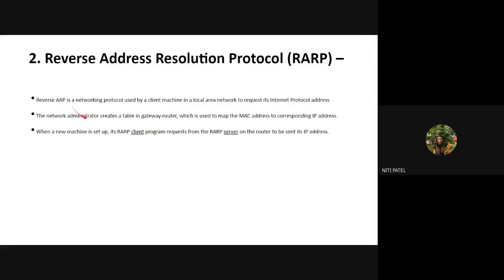RARP is a networking protocol used by a client machine on the network to request its IP address. The network administrator creates a table in a gateway router, which is used to map the MAC address to find out the corresponding IP address. So when a new machine is set up, a RARP client program requests a RARP server on a router to send its IP address.